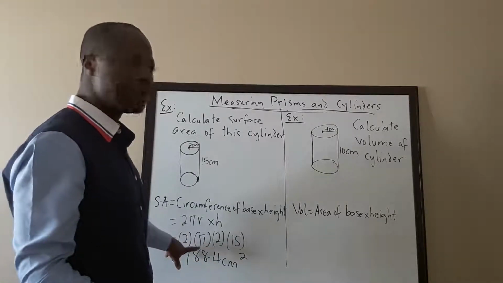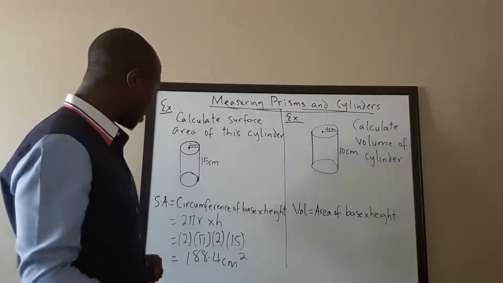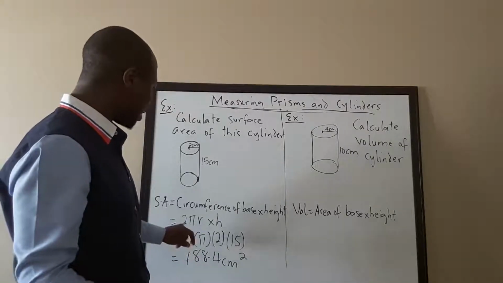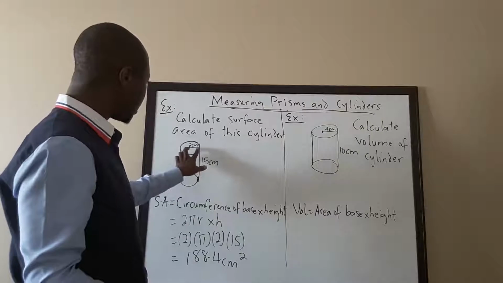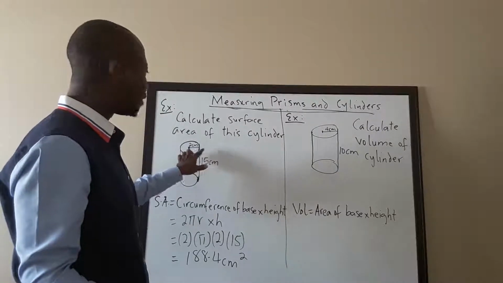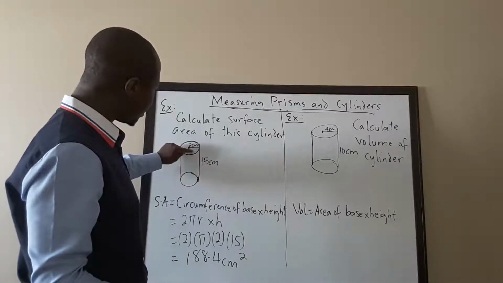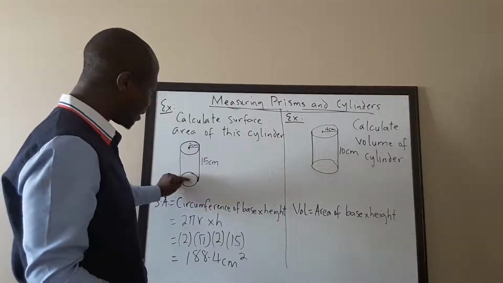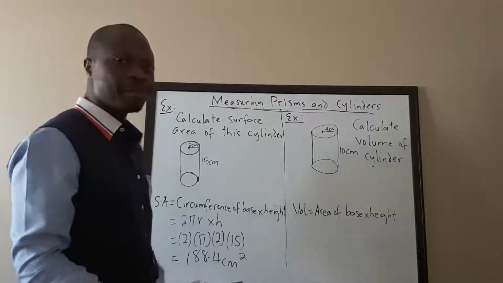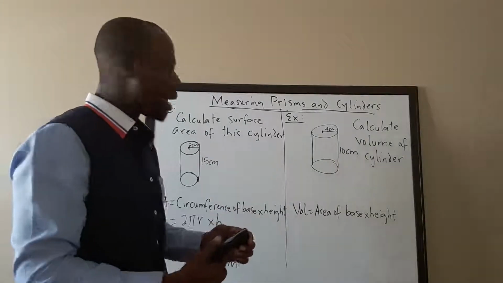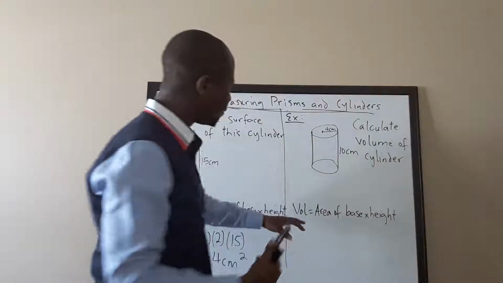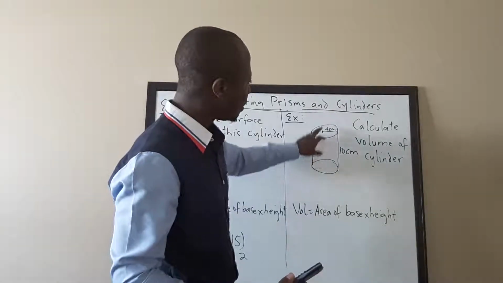So 2 times pi. Pi is a special number. It's 3.14 or 22 over 7. R is the radius, which is half of the length across your circle. I'm just using this too because this circle is the same as this circle. So 188.4 centimeters squared. And over here, the volume is the area of the base.